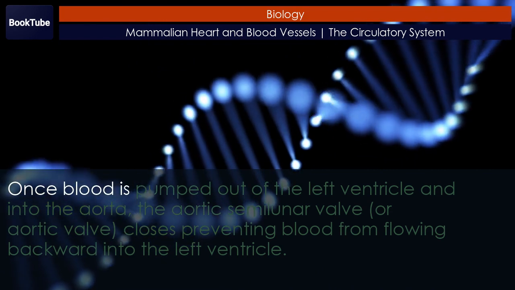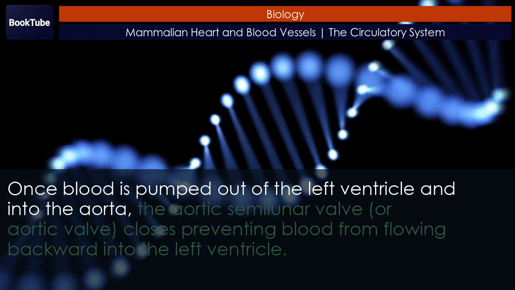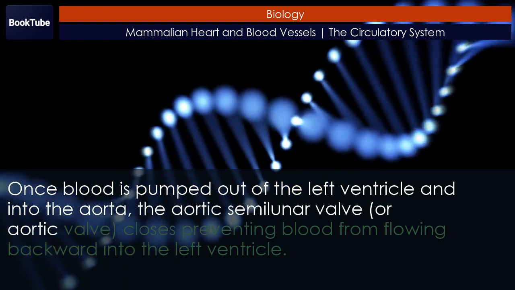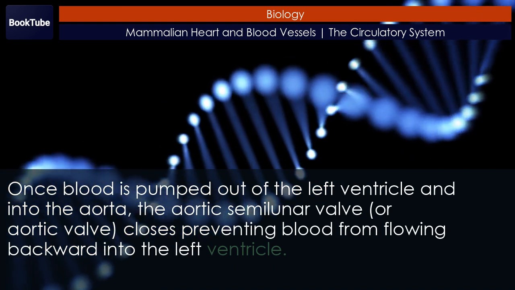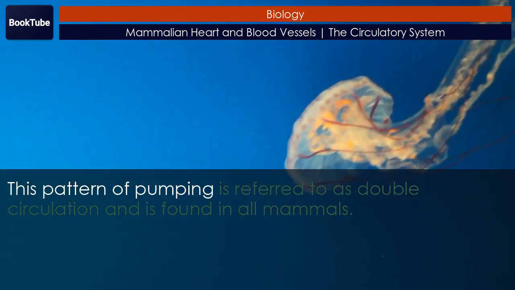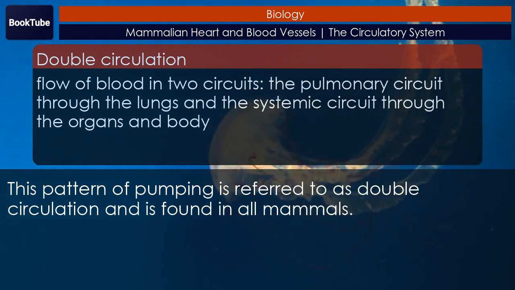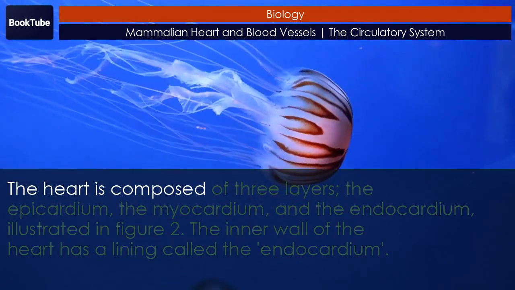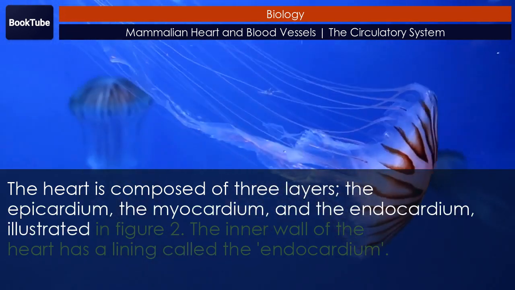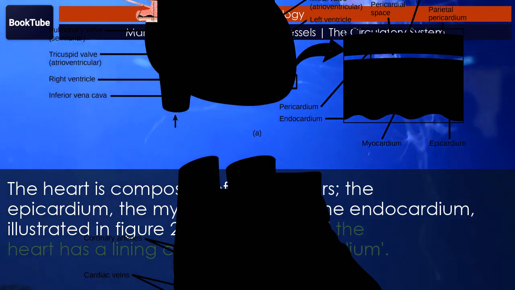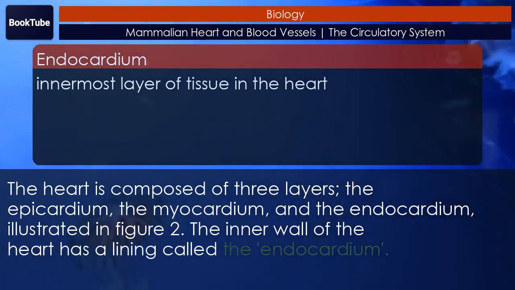Once blood is pumped out of the left ventricle and into the aorta, the aortic semilunar valve, or aortic valve, closes, preventing blood from flowing backward into the left ventricle. This pattern of pumping is referred to as double circulation and is found in all mammals. The heart is composed of 3 layers: the epicardium, the myocardium, and the endocardium, illustrated in Figure 2. The inner wall of the heart has a lining called the endocardium.